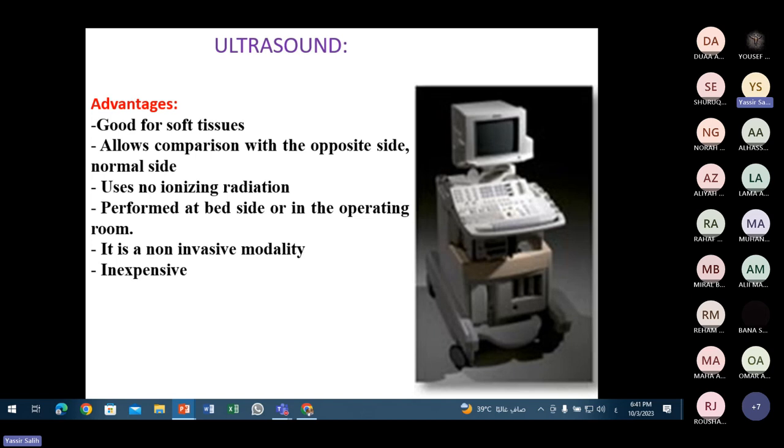As we know, ultrasound uses no ionizing radiation, so it is safe, and it can be taken to the patient's bed, so it is mobile. It is also a non-invasive modality, requiring no needle or catheter; you can scan the patient directly with the probe externally. Sometimes some techniques require intracavitary examination, for example transrectal or transvaginal, but ultrasound can be done externally, such as transabdominal ultrasound, by scanning the patient from outside. It is also inexpensive compared to the others, especially CT and MRI, and available in almost any center.